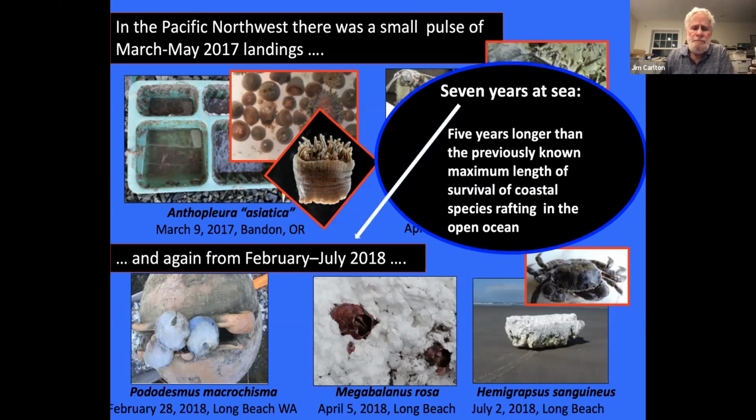And by 2018, these coastal species have been 7 years at sea, a half decade longer than any previously known maximum length of survival of coastal species.